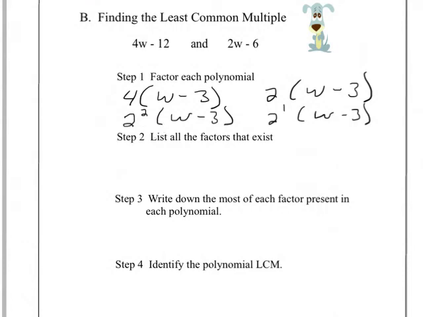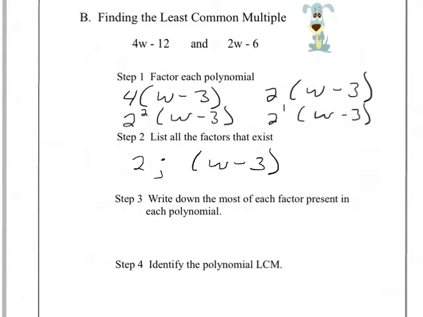So let's make a list of those. So I have a 2; let me put a semicolon there. My second factor is a w minus 3. Now, next, let's find that least common multiple. And in order to find that least common multiple, we're going to write down the most of each factor.